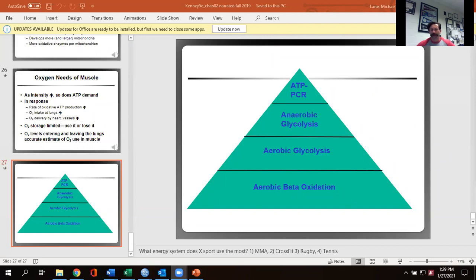So to answer Colleen's question, remember we're always using all the energy systems. The key is which we're emphasizing the most. So like a true maximal 10-yard sprint, 20-yard sprint, that's pretty much the lion's share of all of that energy coming from that ATP-PCR. Now, if we're going to say a maximal 400-meter sprint, about 70 to 80% of the energy produced there is going to be from that anaerobic glycolysis.